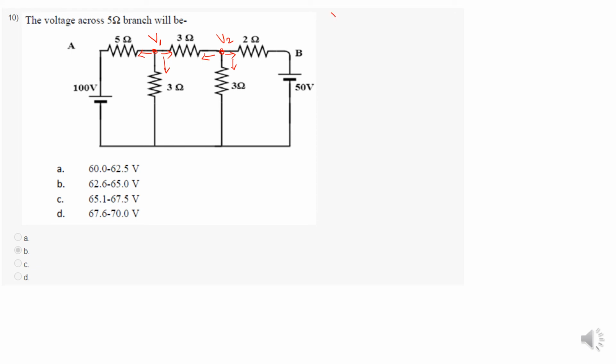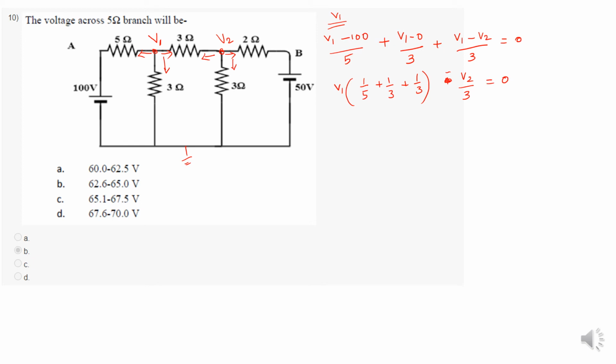First of all, with respect to nodal voltage V1, I am going to write the equation. So (V1 minus 100) divided by 5 plus V1, here 0 voltage, (V1 minus 0) divided by 3. Then (V1 minus V2) divided by 3 equal to 0. So V1 of (1 by 5 plus 1 by 3 plus 1 by 3) minus V2 by 3 equal to 0.